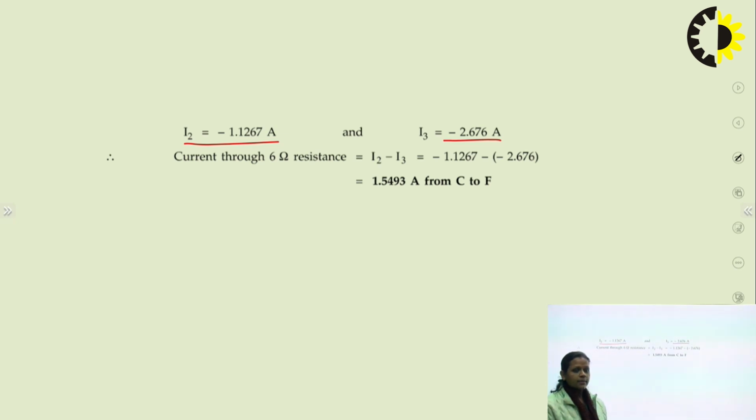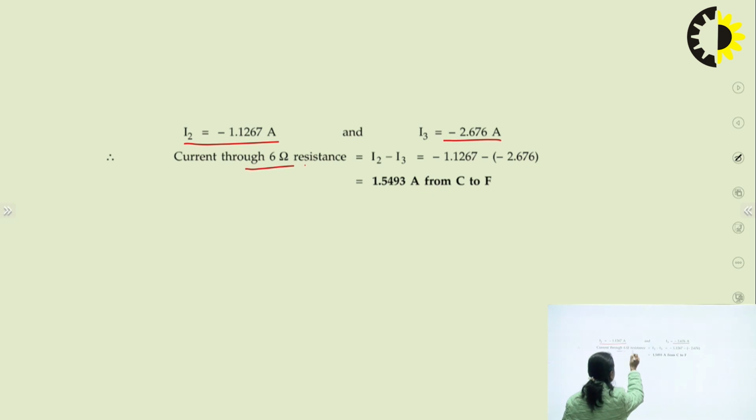So the answer is coming in negative. It means the direction which we have assumed is not right. The direction of current is actually anti-clockwise, but we have assumed clockwise. So that's not a problem. You can assume any direction. The minus sign itself is telling you that your current direction is anti-clockwise.